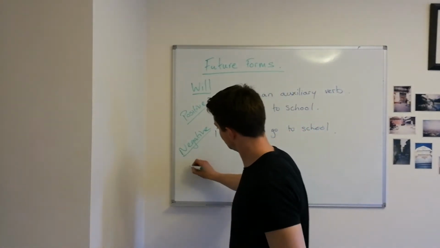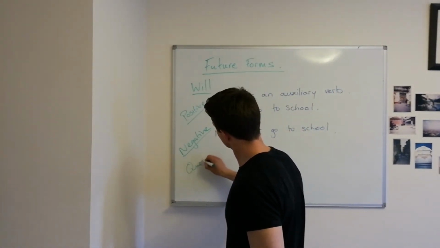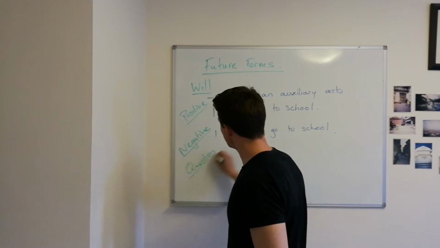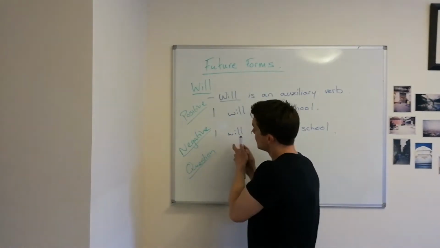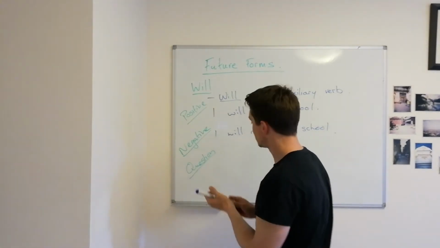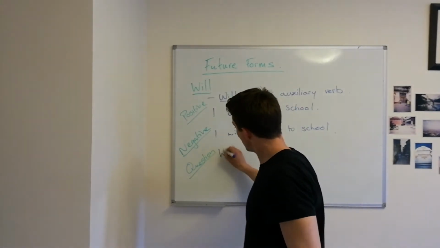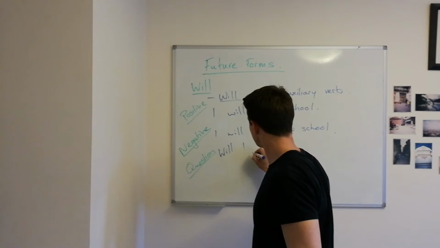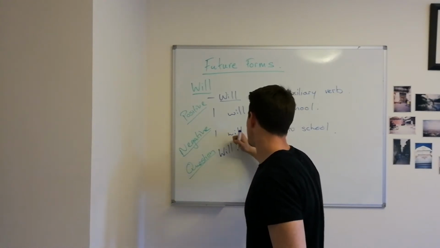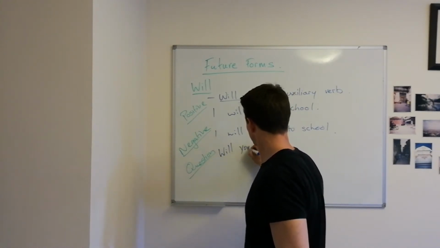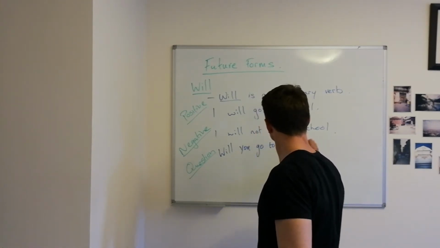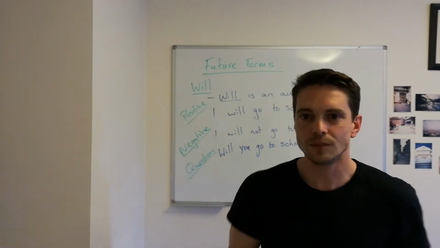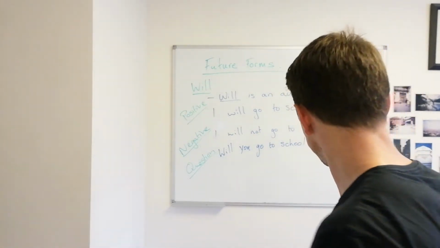And a question. So as with other sentences, if we want to have a question, we can just change the auxiliary verb and the subject so it becomes will I. Or, how about will you go to school? Okay, so that's all you have to do.